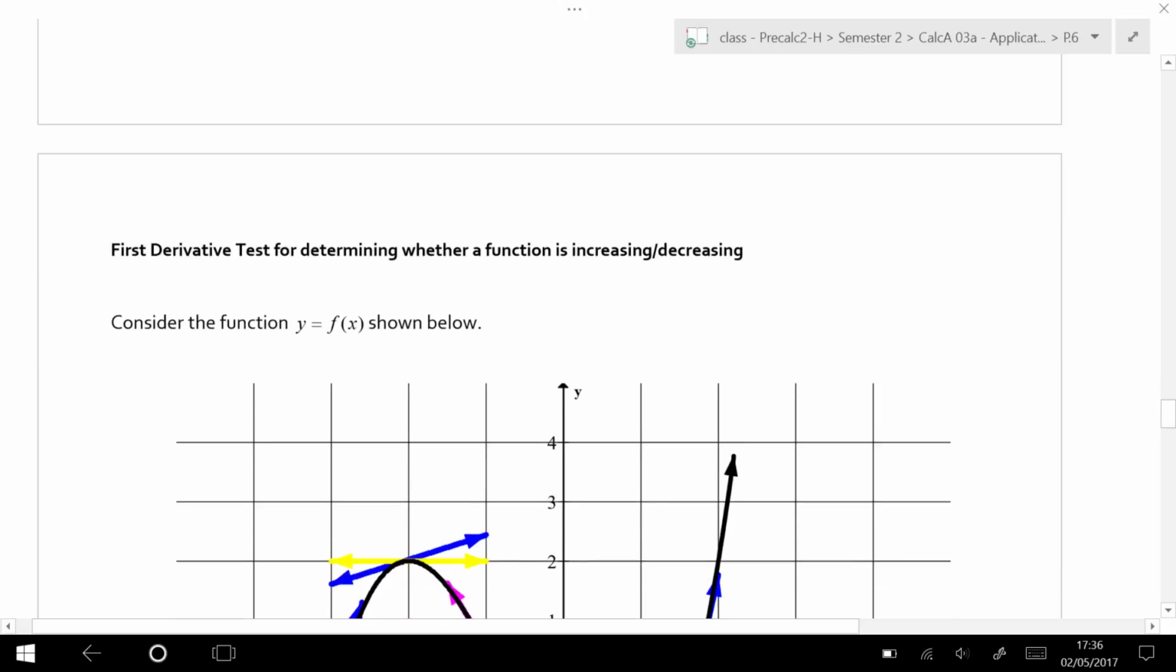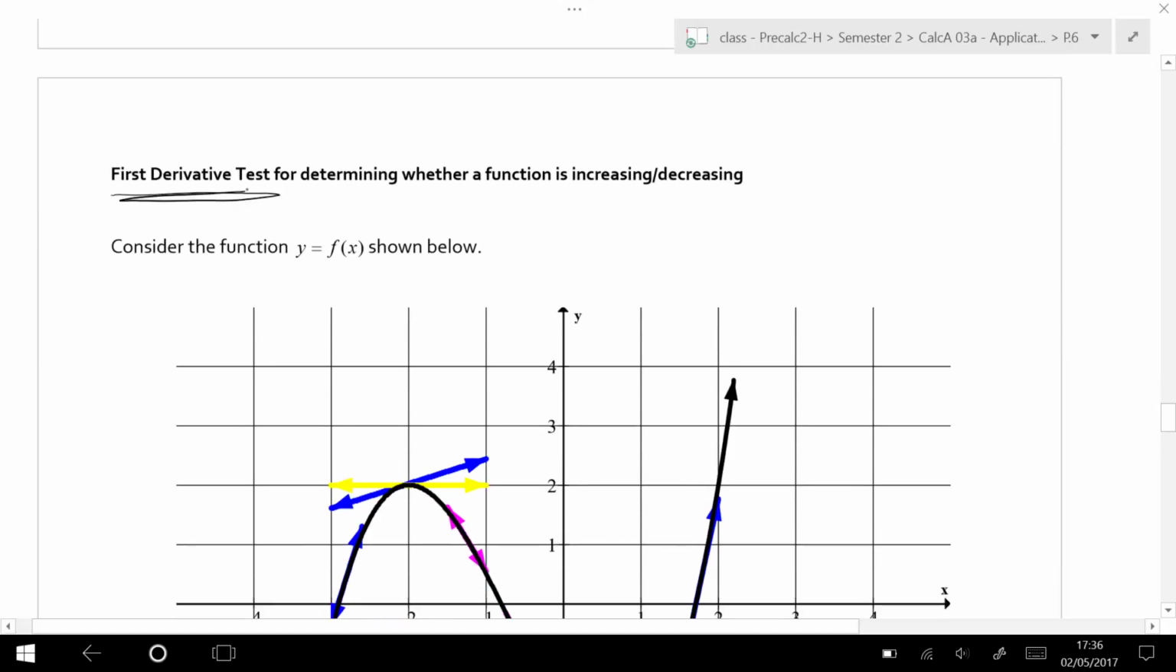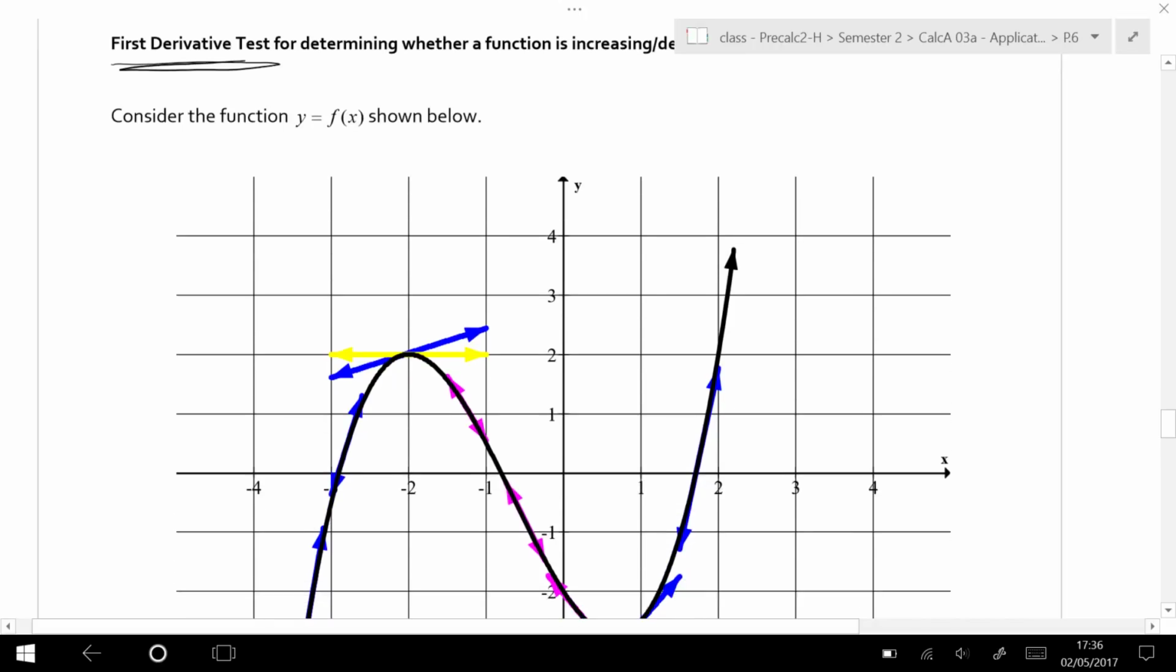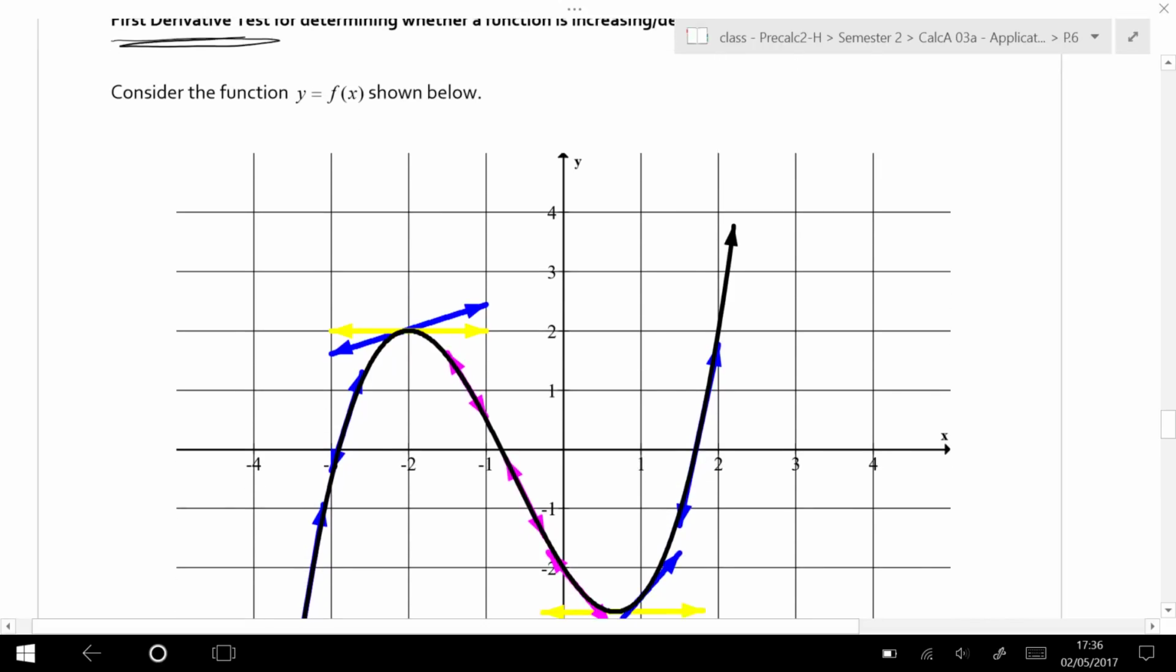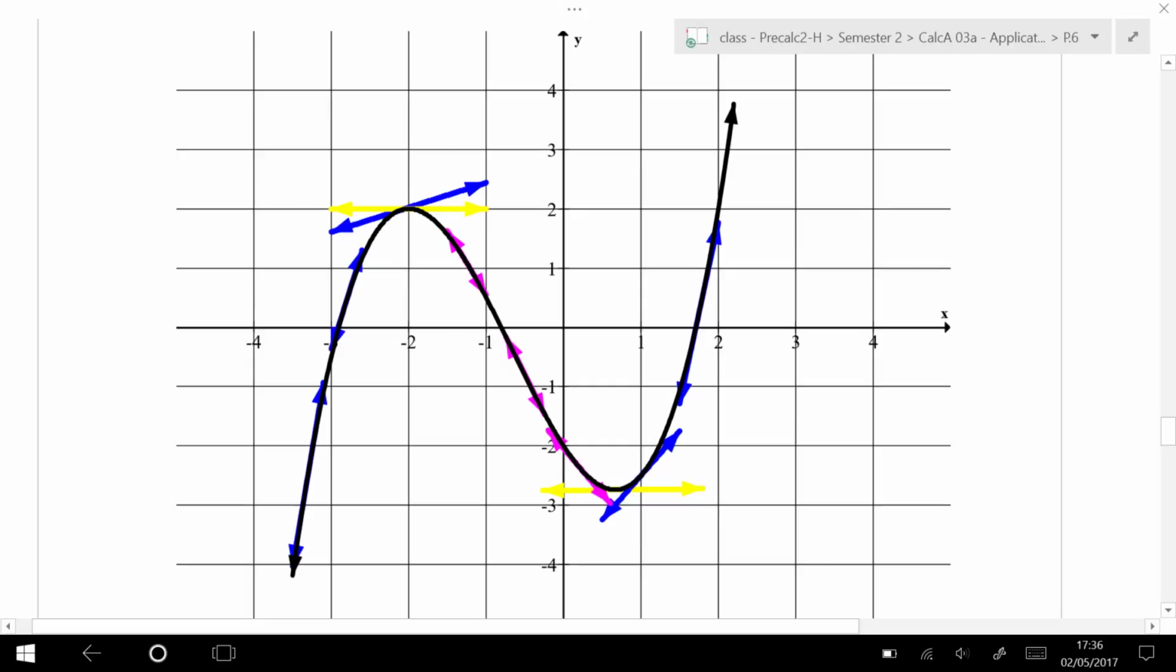Okay, more applications of this is something we call the first derivative test, to see if a function is increasing and decreasing on an interval. So this is a very colorful graph in my view. It's not colorful on yours, sorry, but it shows all the places where in blue you have increasing slopes, in pink you have decreasing slopes, and in yellow you have horizontal slopes.